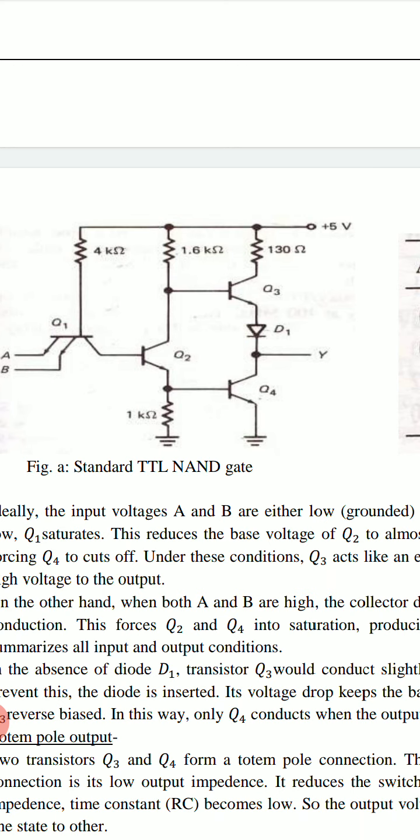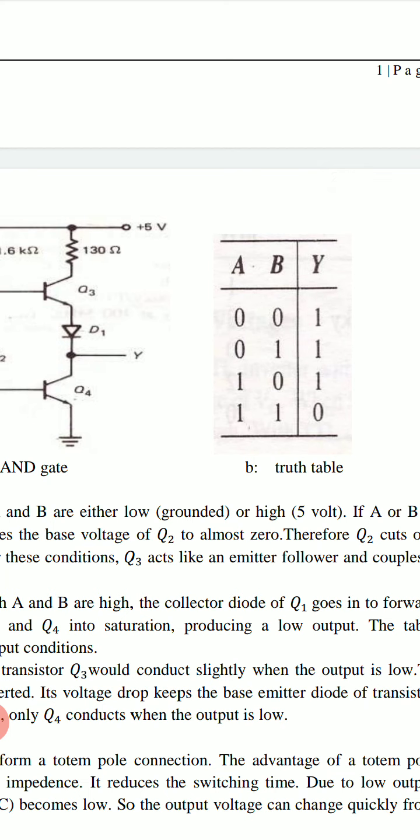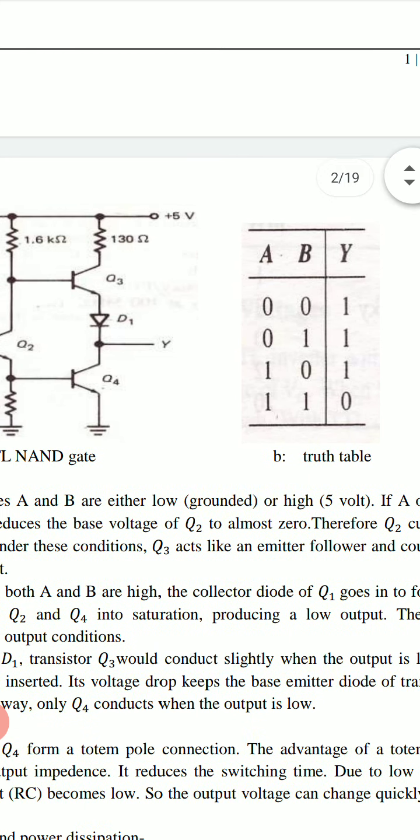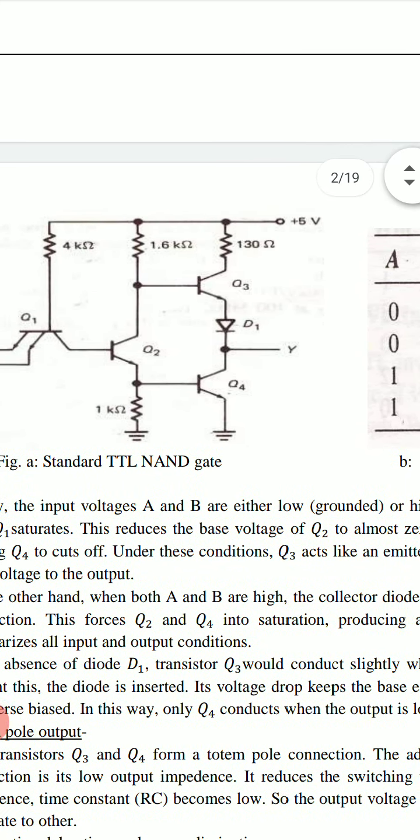When Q3 is on and Q4 is off, we find high output Y at collector of transistor Q4, and when Q3 is off and Q4 is on, then we get low output Y at the collector of Q4, and this is the truth table for this circuit, which is the truth table of 2-input NAND gate.